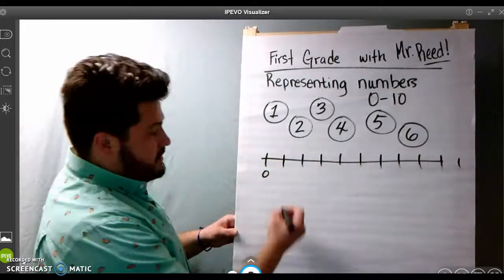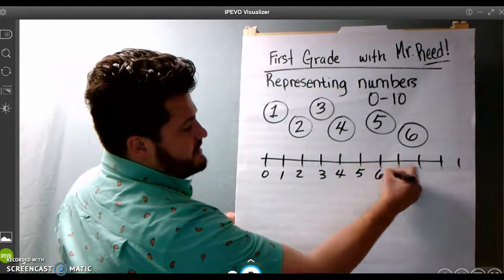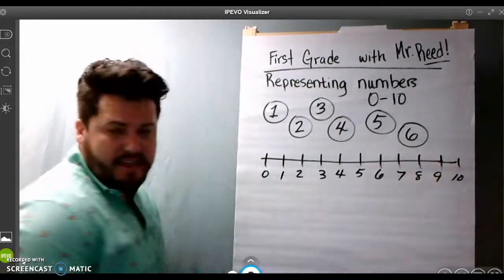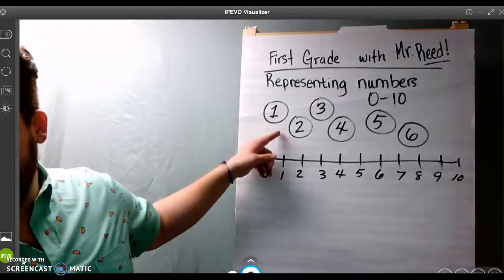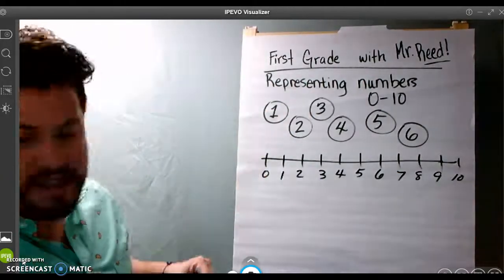Zero, always start at 0. 1, 2, 3, 4, 5, 6, 7, 8, 9, and at the very end, 10. If ever you're having trouble figuring out the quantity of these numbers right here, I want you to go back and focus on this number line, just match it up.